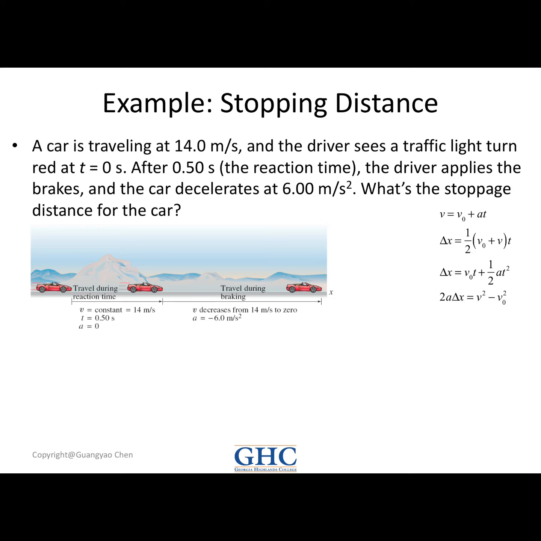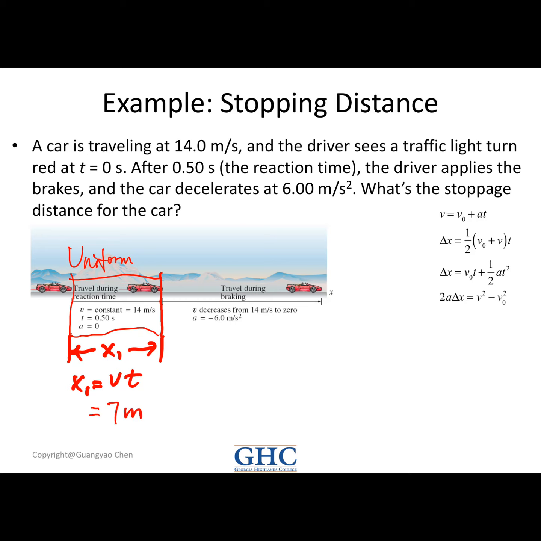Before the driver brakes, he's doing uniform motion, so his velocity is constant, so it'll be fairly easy to find this distance. Let's call it x1. So x1 is velocity times time. Now velocity is 14 meters per second, time is half a second, so it's 7 meters.